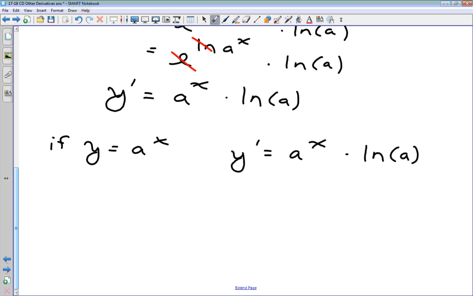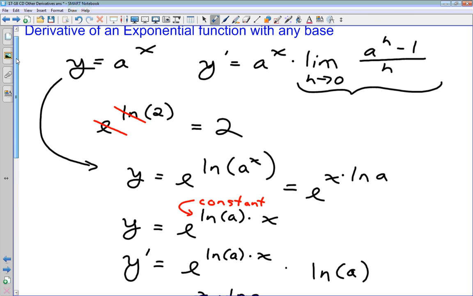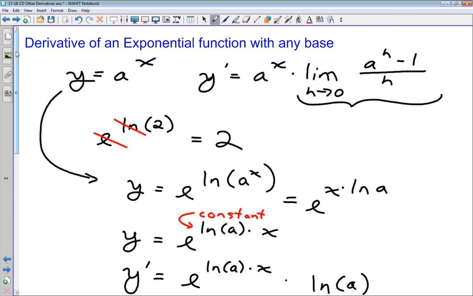And if we go back up to the expression that we had from first principles, our work with first principles told us that our derivative was a to the x times something, this limit. What is this limit? Well, this limit actually always evaluates to ln of whatever your base is. Okay? So this is why it works out so nicely when you're using base e, because the ln of base e is just 1, so that limit evaluates to 1.